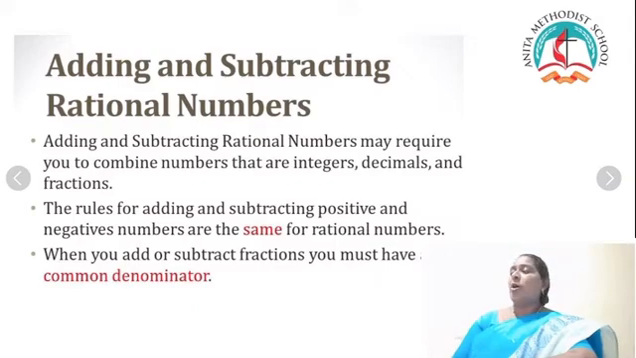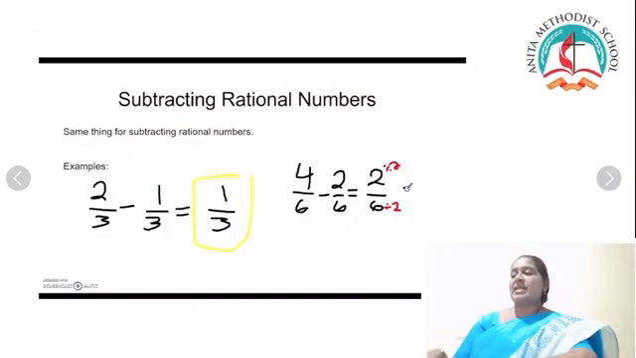Okay, children? Now we are going to see some subtraction sums. Now see the denominator. Example, 2 by 3 minus 1 by 3. The denominator is same. Yes? 3 is the denominator. The first fraction is 2 by 3, the second fraction is 1 by 3. So we can subtract directly. Write the same denominator, and for the numerator, 2 minus 1 is equal to 1.